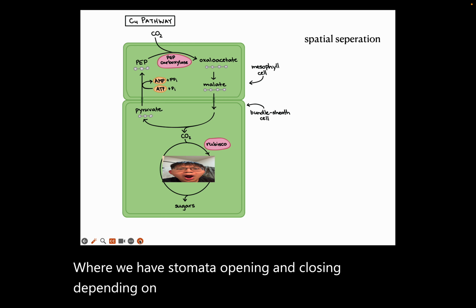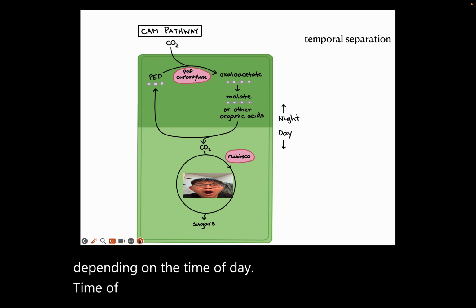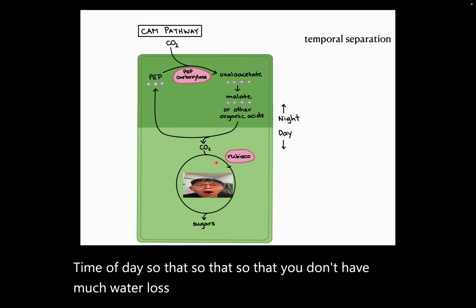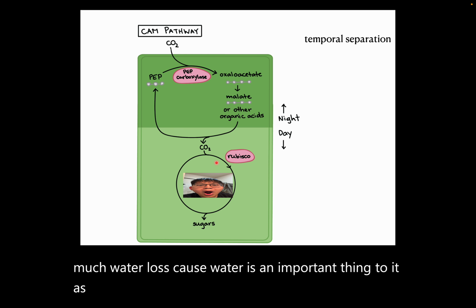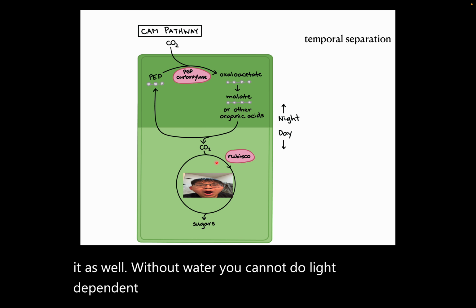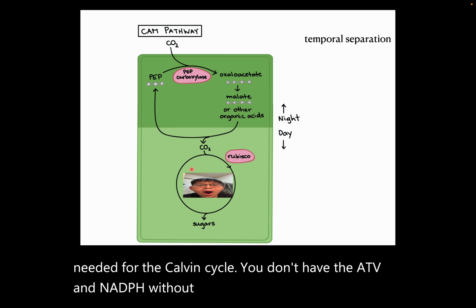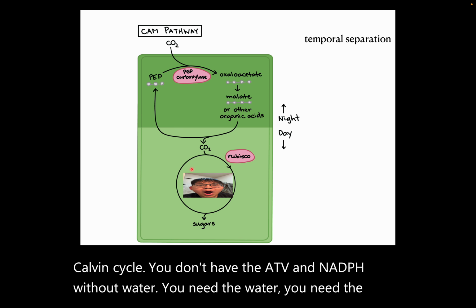So yeah, there's another thing called CAM, where we have stomata opening and closing depending on the time of day, so that you don't have much water loss, because water is an important thing too. Without water, you cannot do light-dependent reactions. You can't have the energy needed for the Calvin cycle. You don't have the ATP and NADPH without water. You need the water.